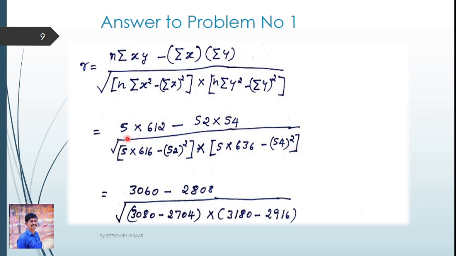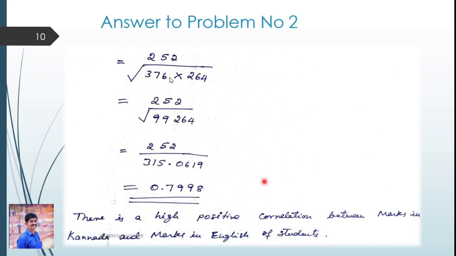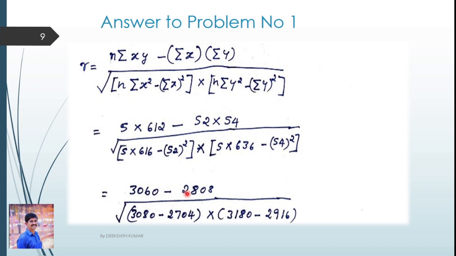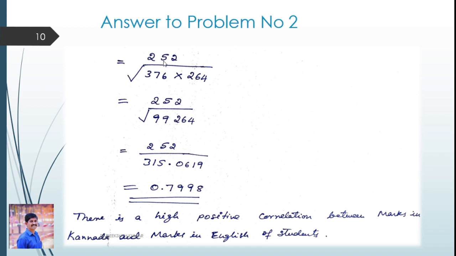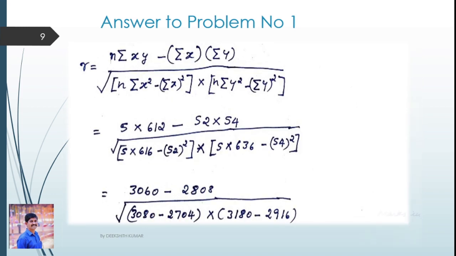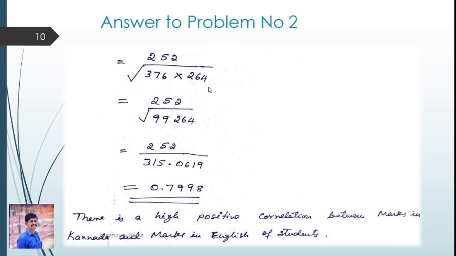So when I multiply 5 into 612, I got 3060 minus 52 into 54 is equal to 2808. 5 into 616 is equal to 3080 minus 52 whole square, that is 52 into 52 is equal to 2704. 5 into 636 is equal to 3180 minus 54 whole square, that is 54 into 54 is equal to 2916. So when I deduct, 3060 minus 2808 is equal to 252. 3080 minus 2704 is equal to 376. 3180 minus 2916 is equal to 264.